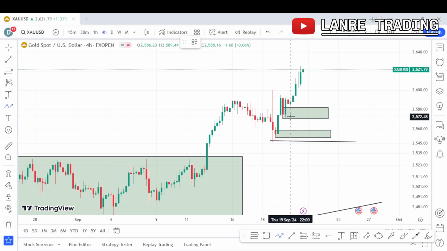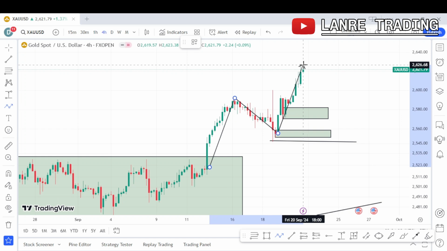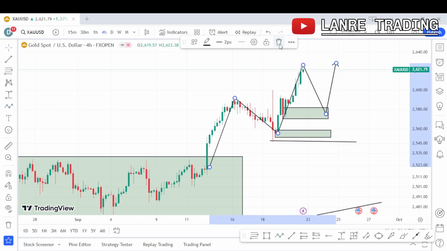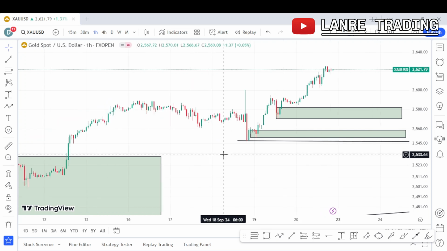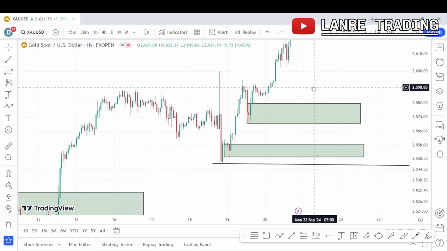There is a demand level right about here, and there is a demand level right about here. Okay, the higher high has broken. We should be expecting price to come back, so we can buy at a good price. Okay, so we can take another long position. Let me scale down to the 1 hour time frame. You see, this is a demand level, this is a demand level right about here.